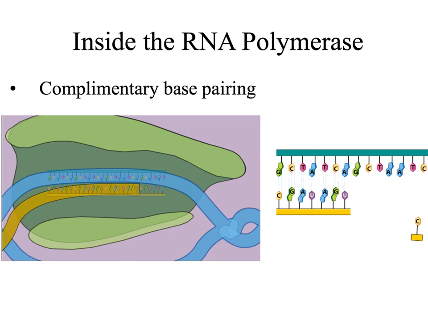We can take a closer look inside of the mRNA molecule. The blue strand is our DNA, the yellow strand is our mRNA. Remember, this process requires complementary base pairing. The DNA will be read, and a complementary piece of mRNA will be matched to each DNA nucleotide.